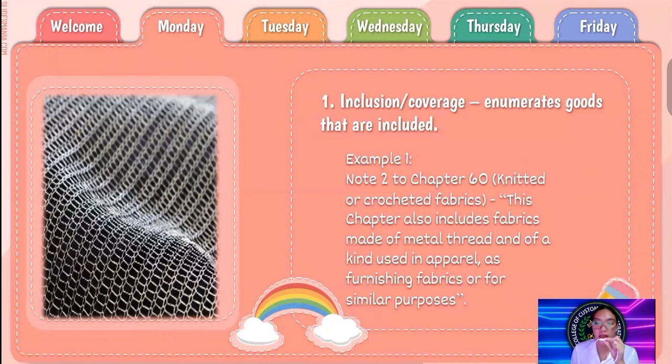So first is inclusion or coverage, which enumerates goods that are included. Example number 1, note 2 to chapter 60, knitted or crocheted fabrics. This chapter also includes fabrics made of metal thread and of a kind used in apparel, as furnishing fabrics, or for similar purposes. As you can see here in the image, it is a fabric, where the material used is metal thread.